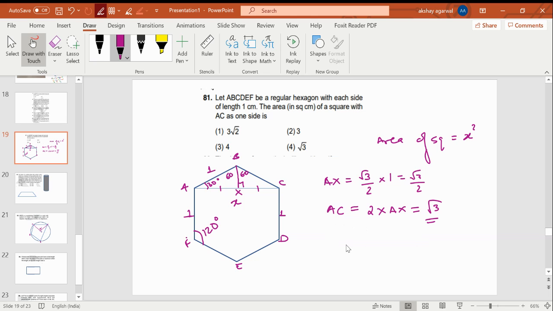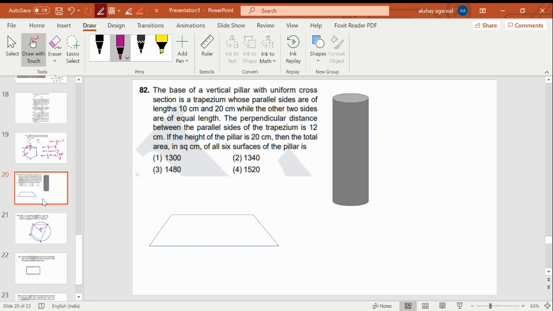So if AC is root 3, the area of the square will be equal to root 3 square, which is equal to 3. And hence our answer would be option 2. Okay. Now moving to the second question.